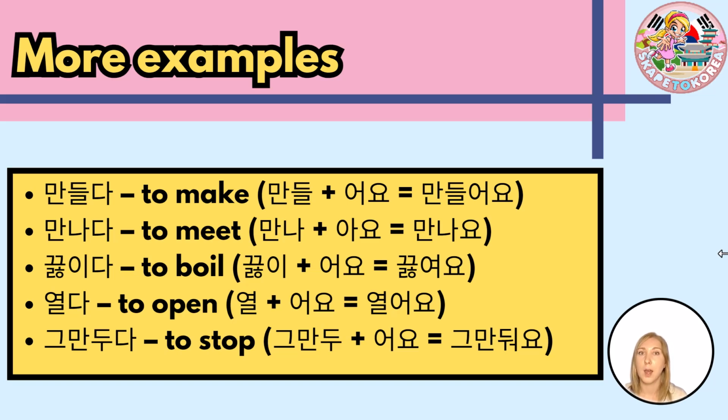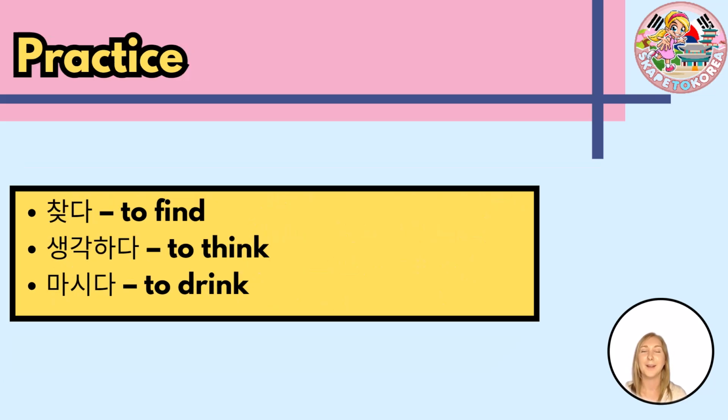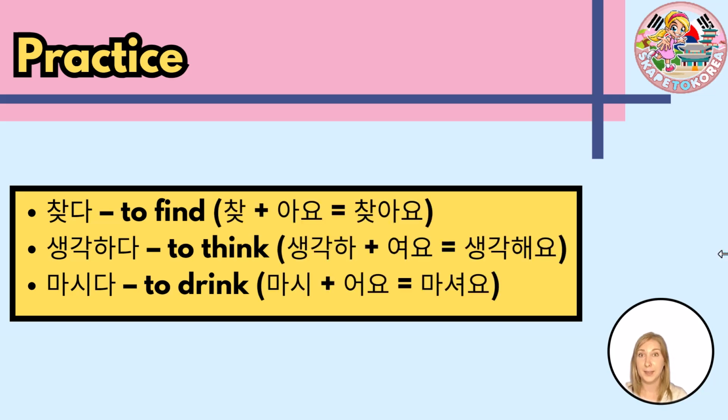And the last one is 그만두다, to stop. 그만두. So the last vowel there is u. We're adding 어요, and it becomes 그만둬요. Okay, and it's time to practice. So pause your video and try to conjugate these 3 verbs, and I will see you in a second with all the answers. So we've got 찾다, our first one, to find.